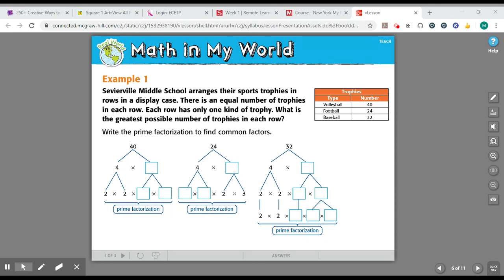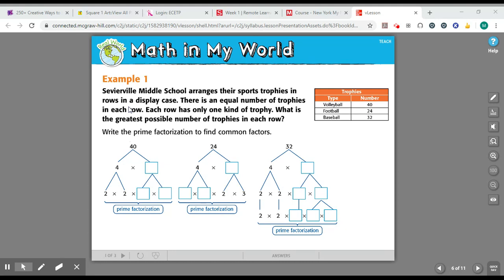And at the top of page 589, it says factors shared by two or more numbers are called common factors. The greatest of the common factors of two or more numbers is the GCF, or the greatest common factor of the numbers. So if we look at example number 1, it says Sevierville Middle School arranges their sports trophies in rows in a display case. There's an equal number of trophies in each row. Each row has only one kind of trophy. What is the greatest possible number of trophies in each row?